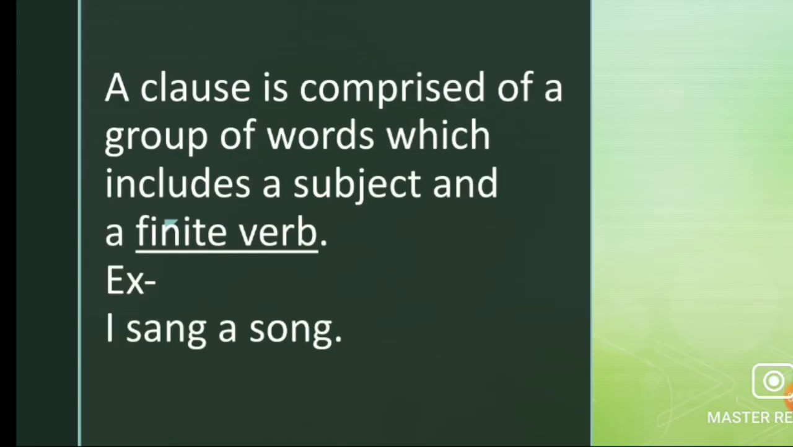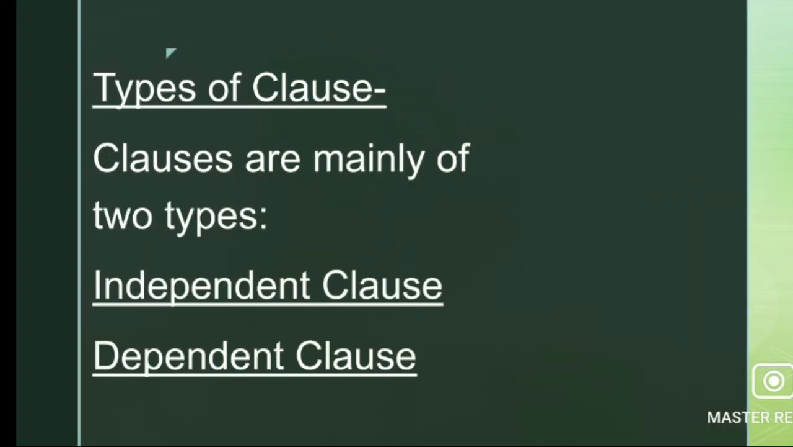Students, let's see the definition. A clause is comprised of a group of words which includes a subject and a finite verb. You can also say that a group of words which has a subject and a predicate is called a clause. Okay. Now let's see types of clause.